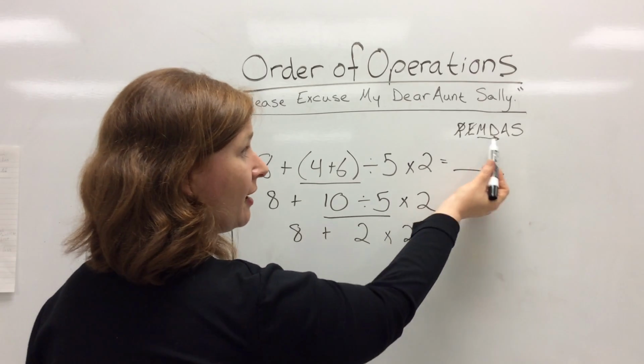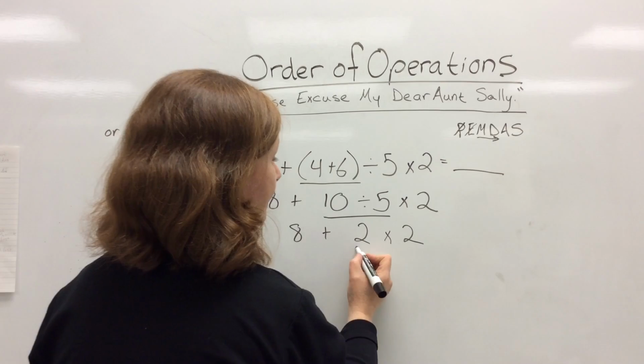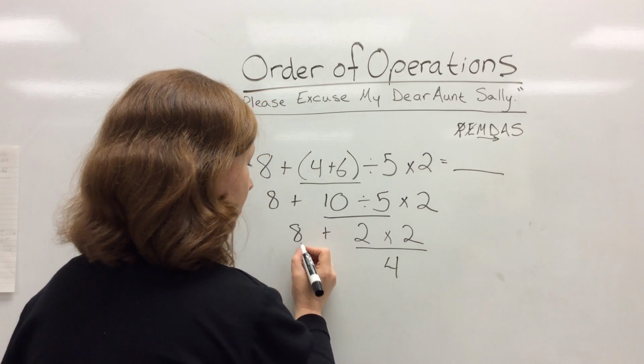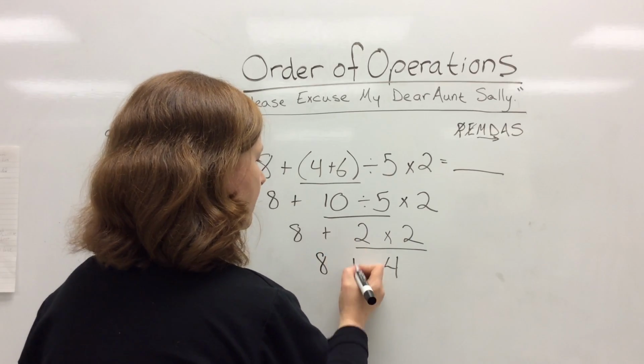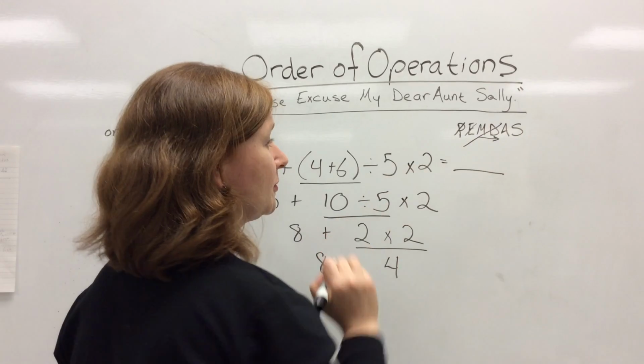I still have a multiplication in my problem, so I'm not done with that part yet. 2 times 2 is 4. Everything else will now come down. 8 comes down, the plus comes down. I have no more multiplication and division, so I'm done with those.